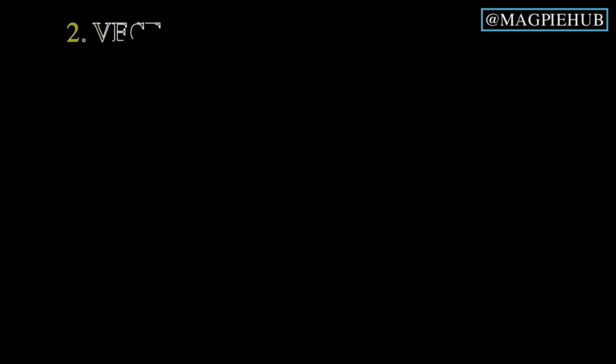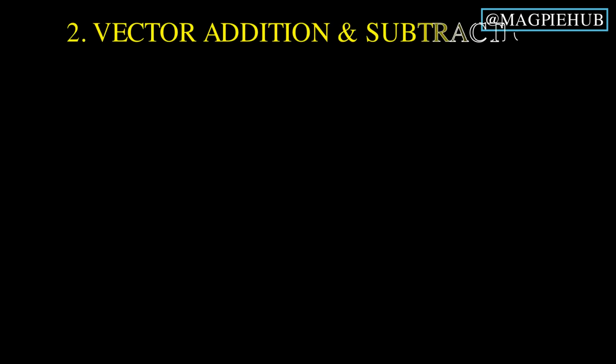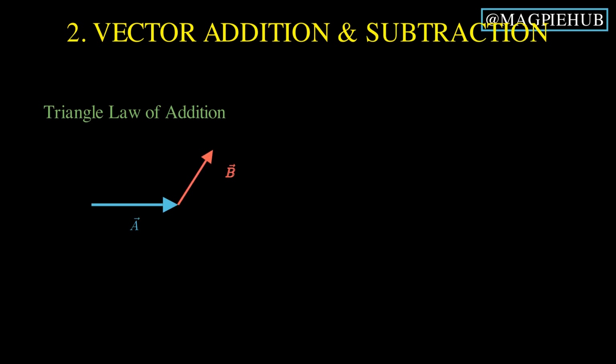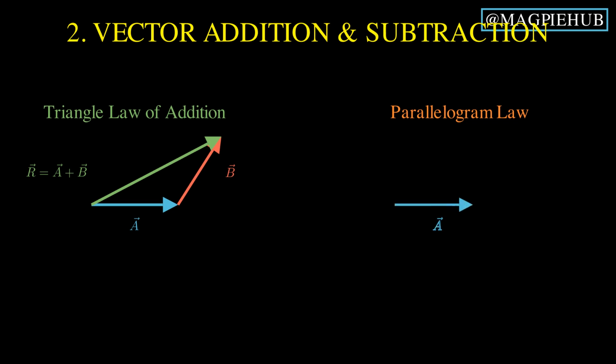Now let's learn how to add and subtract vectors. There are two important laws for vector addition. The triangle law states, place the tail of the second vector at the head of the first vector. The resultant vector goes from the tail of the first to the head of the second. In the parallelogram law, both vectors start from the same point. Complete the parallelogram, and the diagonal gives you the resultant vector.